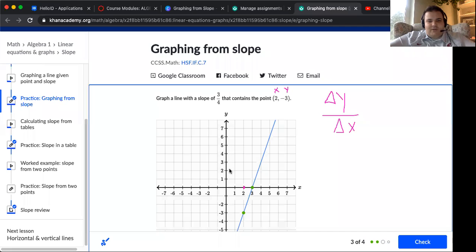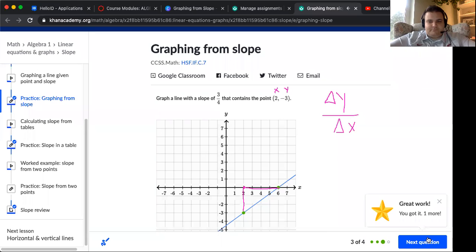As long as there's no negatives involved, this is pretty easy. You're going to go up 3, you're going to go right 4. So then this is going to go over to here. And if you analyze the slope, it's going up 3, right 4, which matches the rise over run, or the change in Y over change in X. So we end up with that line right there. I'm going to go ahead and do 3 more problems for you. All right, so there's one.